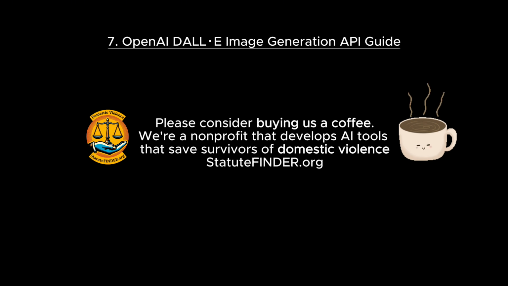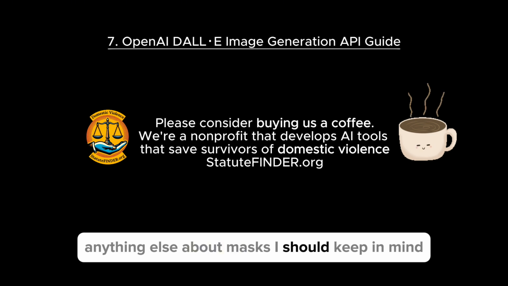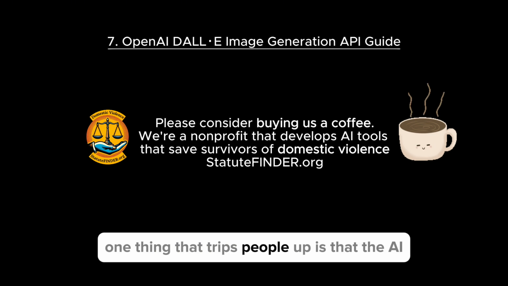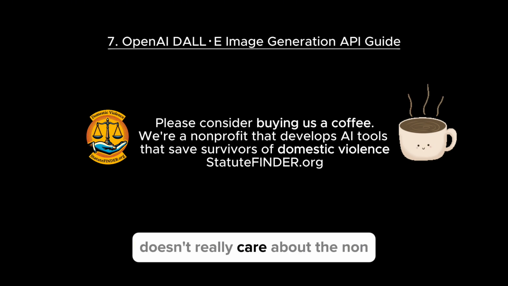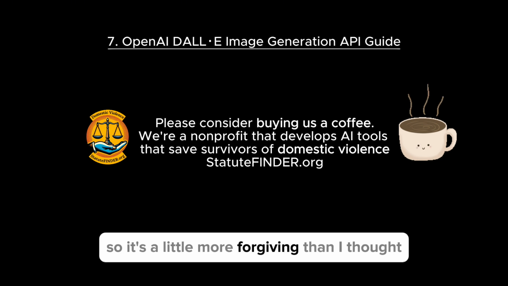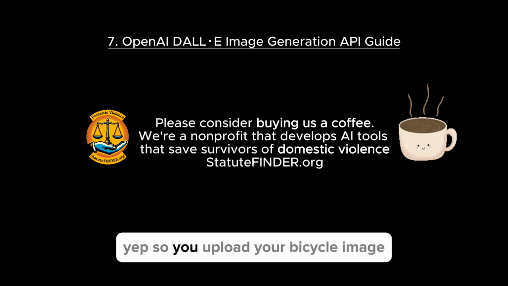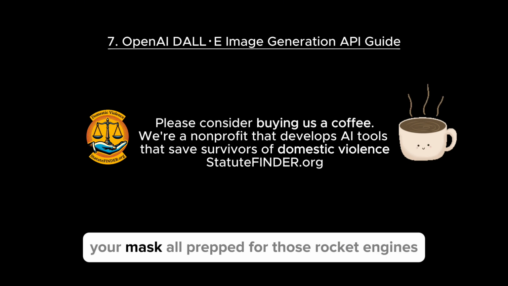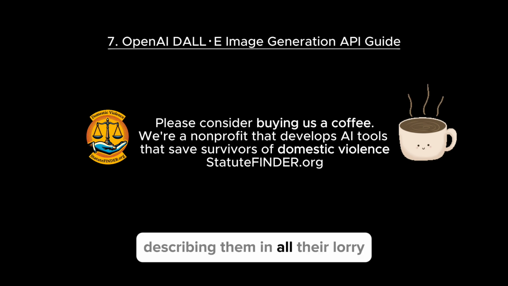Got it. Anything else about masks I should keep in mind? One thing that trips people up is that the AI doesn't really care about the non-transparent areas of the mask. Those don't have to perfectly match the original image. So it's a little more forgiving than I thought. Yep. So you upload your bicycle image, your mask, all prepped for those rocket engines, and then your prompt describing them in all their glory.